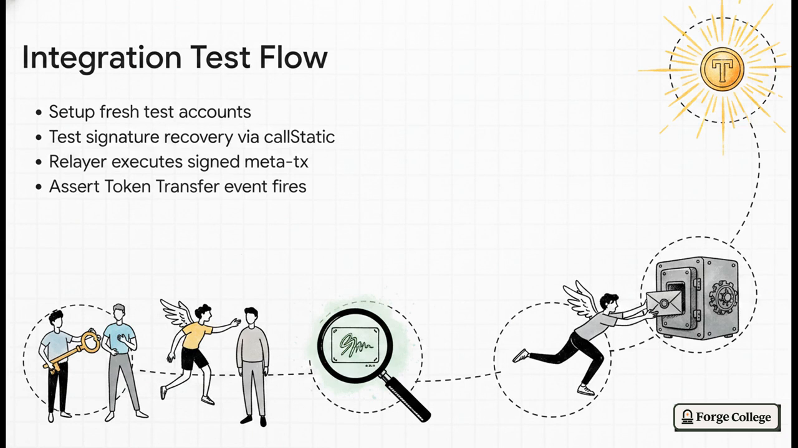Next, we write a unit test for signature recovery. We use callStatic so the EVM returns the recovered signer address without actually making any changes to the blockchain state. Then we move right into an integration block.